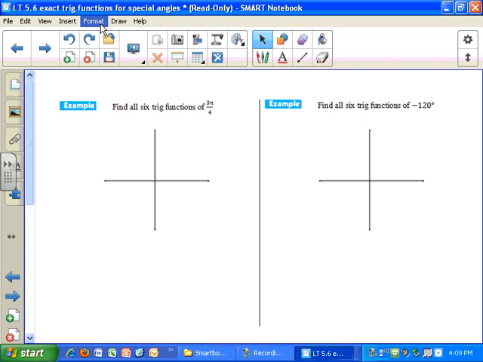Hopefully that video helped you learn some tricks for memorizing the special trig functions for the 30, 60, and 45-degree angles.